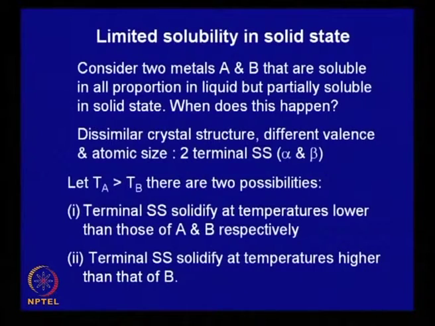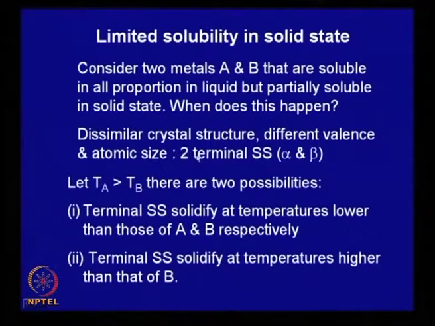Now, let us look at the case of limited solubility in solid state. We consider two metals A and B that are soluble in all proportion in liquid, but they are partially soluble in solid state. Now, when does this happen? There can be several cases. It can be due to dissimilar crystal structure, different valency or atomic size, and in such cases we will have terminal solid solutions. In extreme cases we can have some intermediate phase also formed.